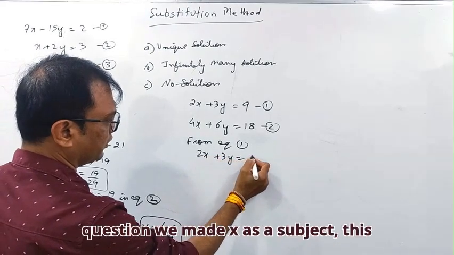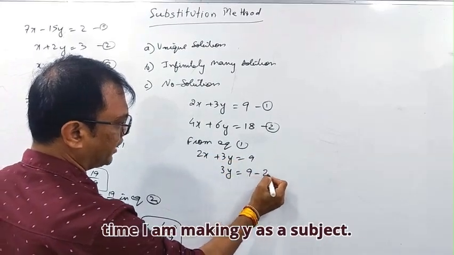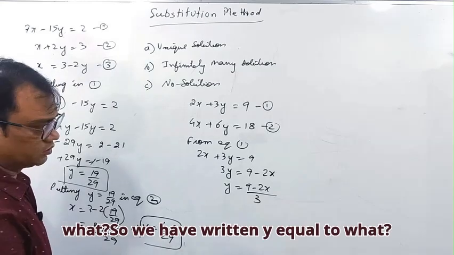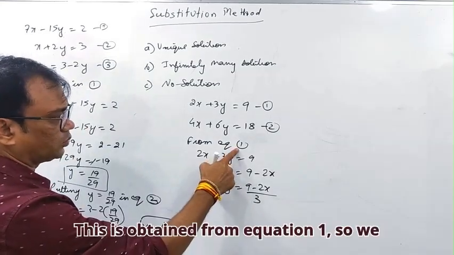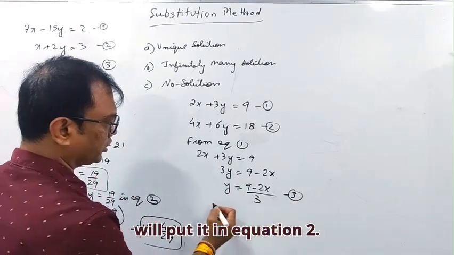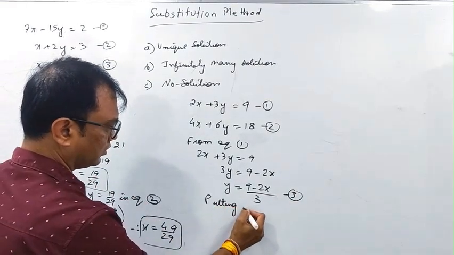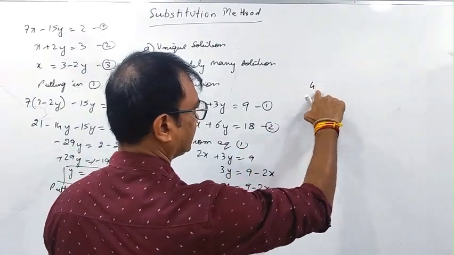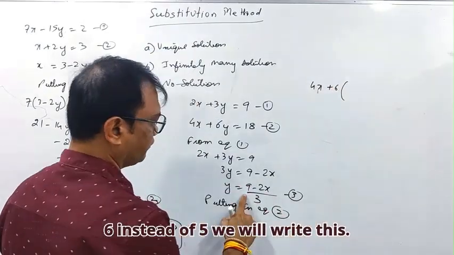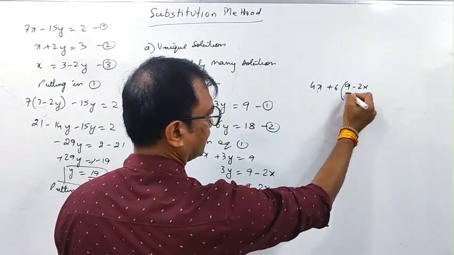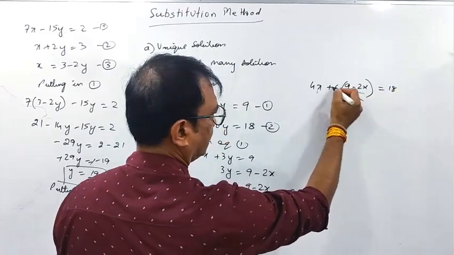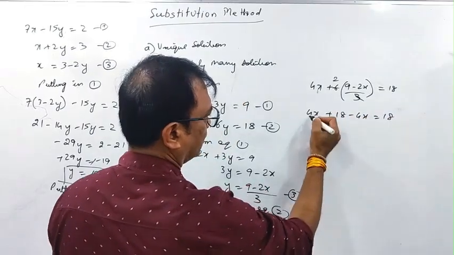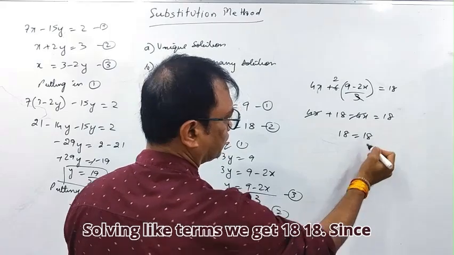Since in the last question we made x the subject, this time I am making y the subject. Making subject means writing y equal to what? So we have written y equal to what? This is obtained from equation 1, so we will put it in equation 2. So 4x plus 6, instead of y we will write this. Open the bracket. Solving like terms, we get 18 equal to 18.